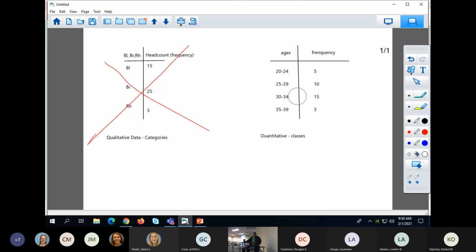quantitative frequency distribution. Can anybody tell me how to find the total for the frequency distribution? How to find the total? What do you do? You add up all the frequencies. 25, 33. So N would be 33.